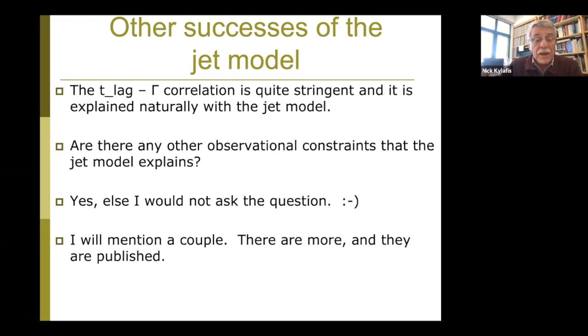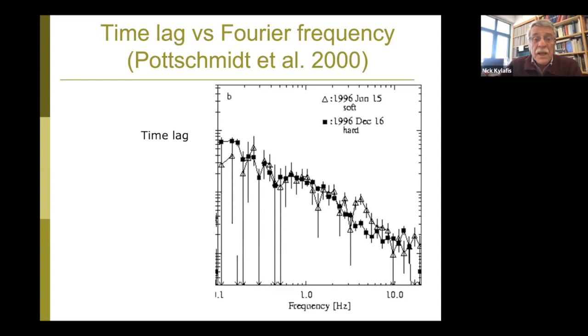So, okay, let's now mention other successes of the jet model. It has been observed from 2000 by Pottschmidt et al. in Cygnus X-1 that the time lag, the same time lag that we've been talking about, is about 10 milliseconds. The time lag is not constant, but it is a power law of Fourier frequency. In other words, the variability at high frequencies exhibits a smaller time lag than the variability at low frequencies. This is something that needs to be explained. And we have explained it. This power law is index minus 0.7.